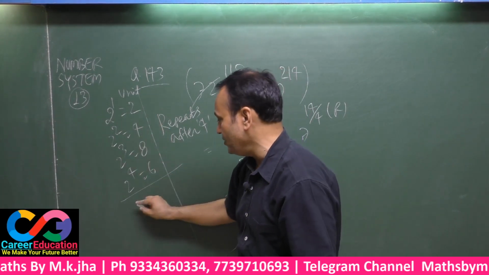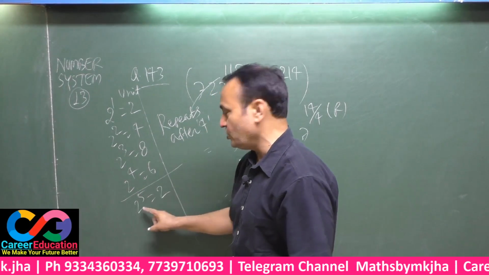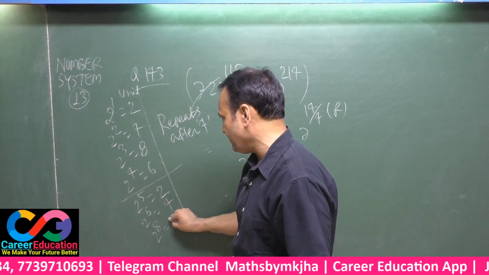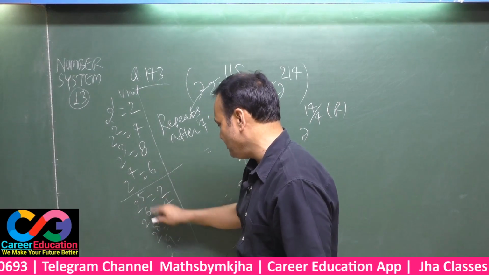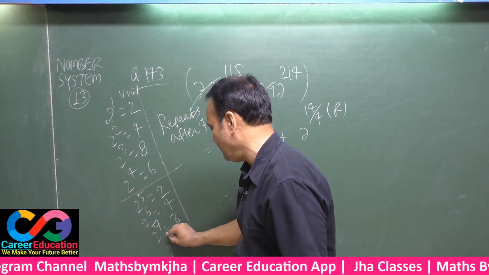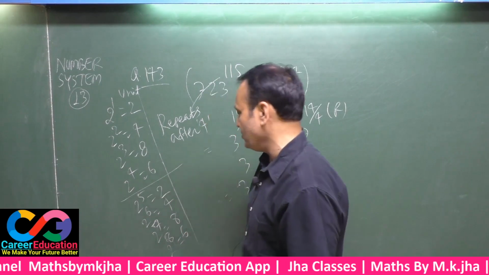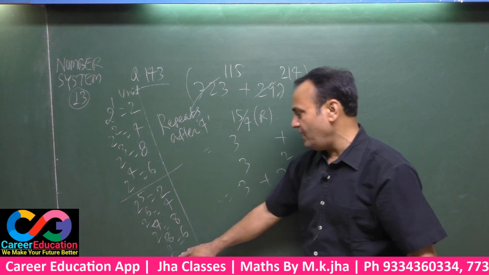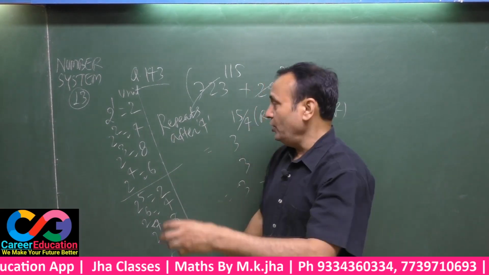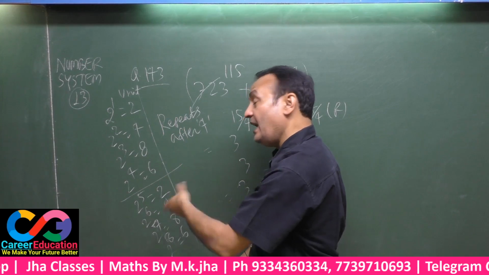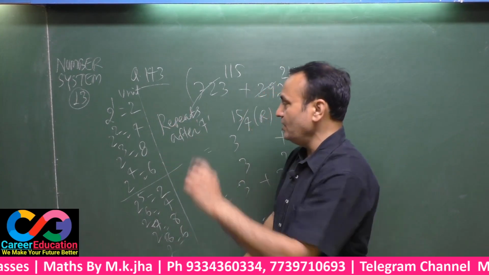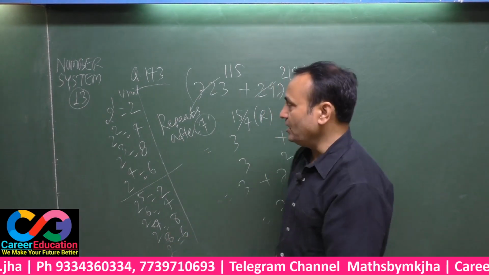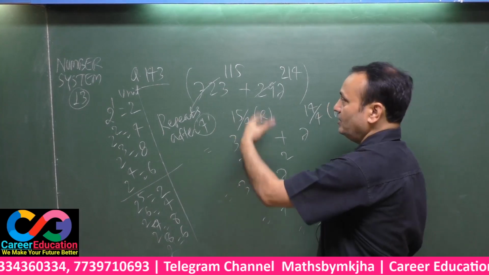1 2 3 4. See here. 2 power 5 is unit 2, 32. 2 power 6 is 64. 2 power 7 is 128. 2 power 8 is 256, sorry, 2 power 8, see here, 6. This is the unit. That means if you put 1 2 3 4 5 6 7 8 as the power on the base 2, you get units as 2 4 8 6, and again the same order 2 4 8 6. That means you are seeing here the repetition is after 4. That means this 4 is your divisor in such type of questions.